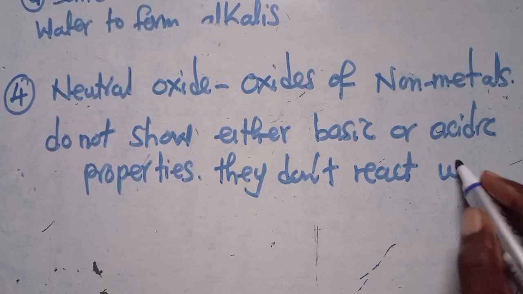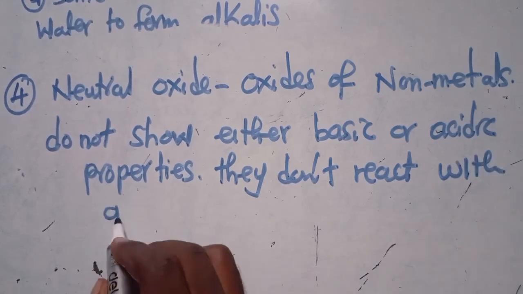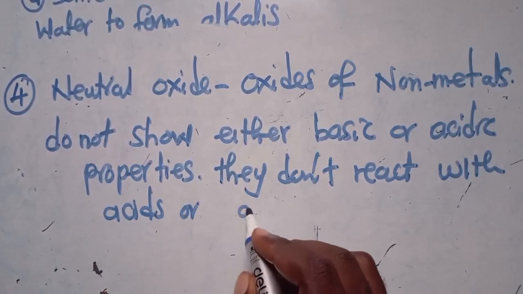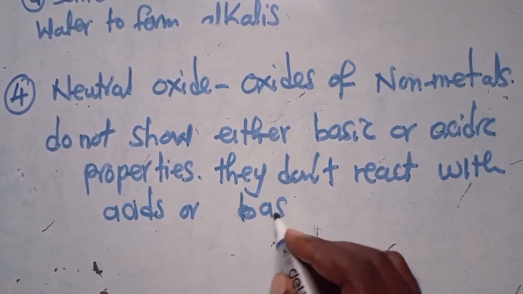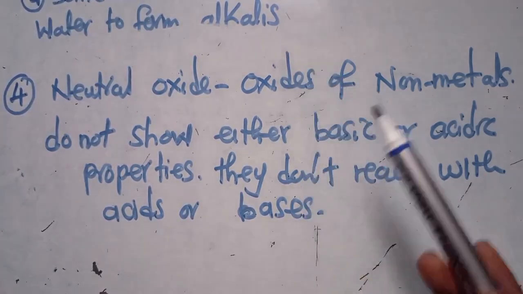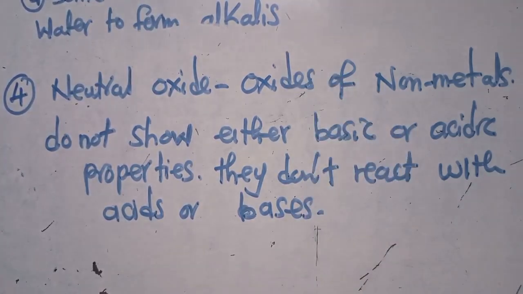They don't react with what? With acids or alkalis. So alkalis, we can also say bases. It is just one and the same. So these ones, they don't. But the ones that I'm talking about, which are called amphoteric, those are oxides of metals, and they react with the acids and bases, and they show their basic and acidic properties, but these ones, they don't.